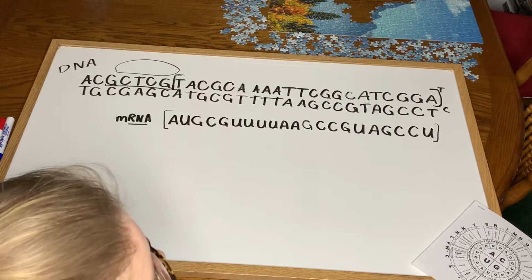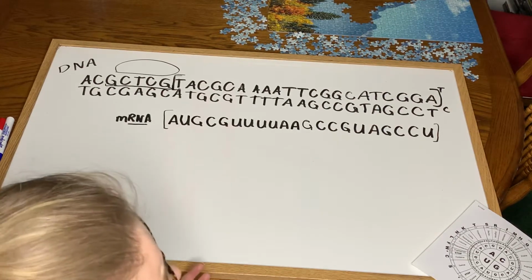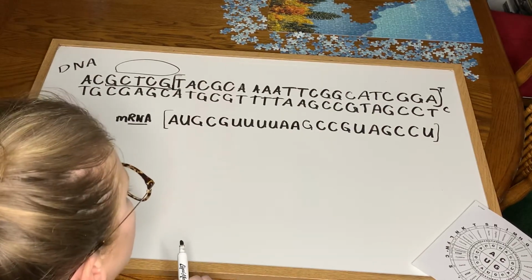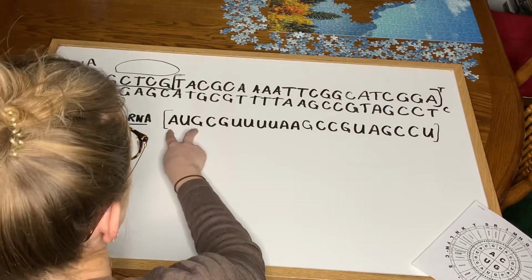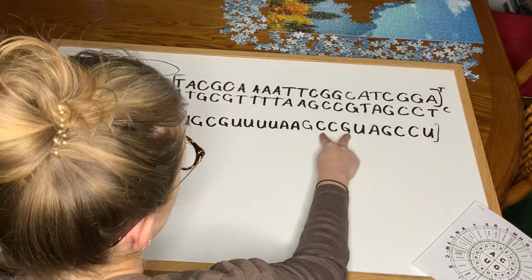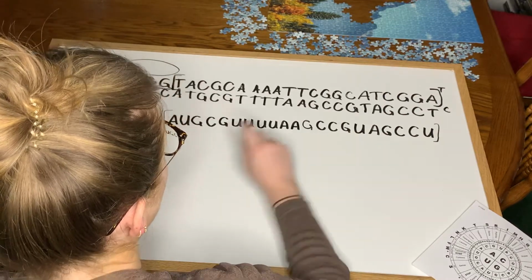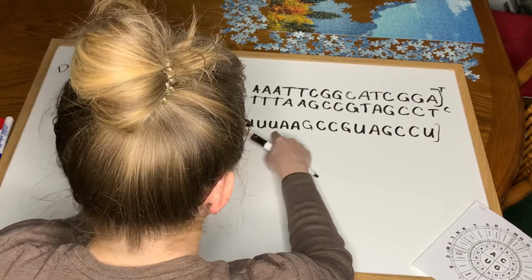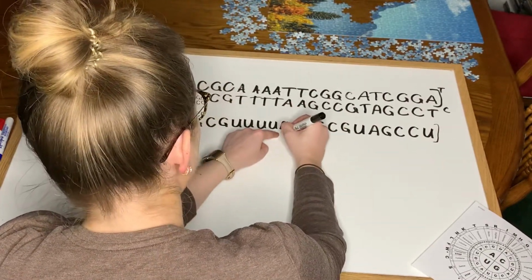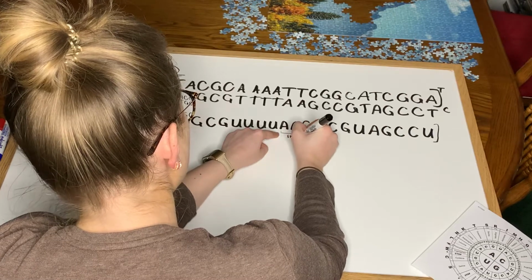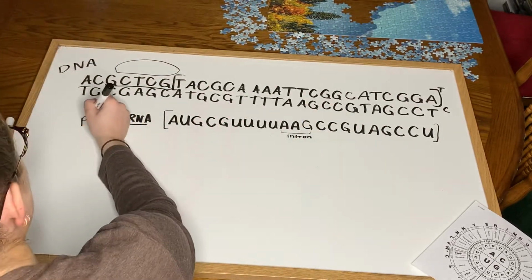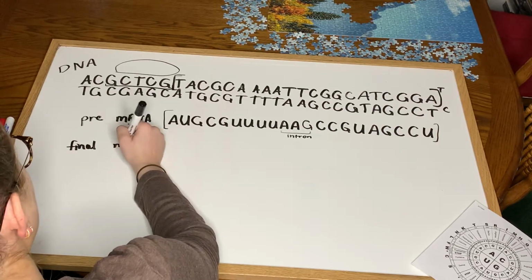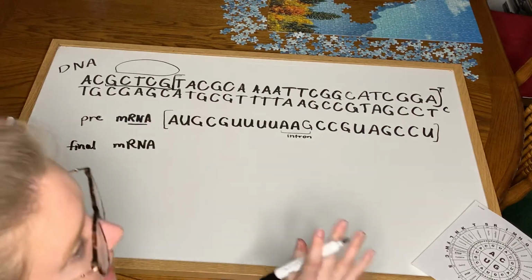I know it doesn't sound right. It makes more sense that exons would be cut out, but it's the other way around. So I'm just going to pick, again, let me make sure. Okay, I'm going to cut out this. I'm going to say that right here, this is the intron. So this is really called pre-mRNA. And then your final mRNA just literally has that cut out.